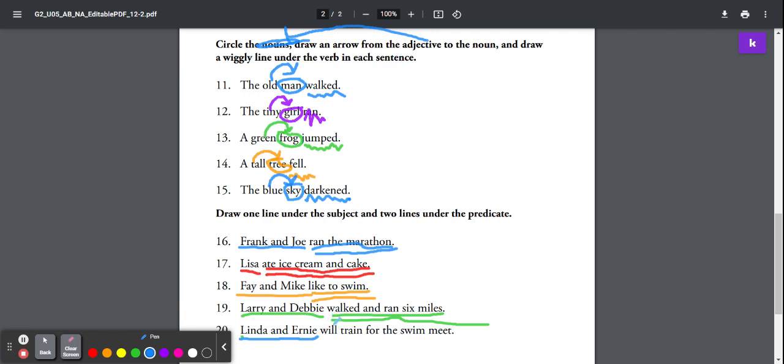So will is a part of train. So I'm going to put two lines under will train for the swim meet. So will is a part of your verb, will train. And we'll talk about those types of verbs later that have two words making the verb.